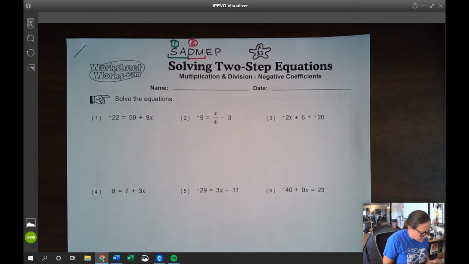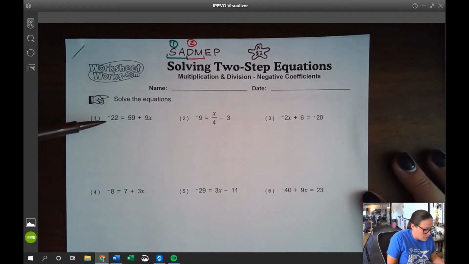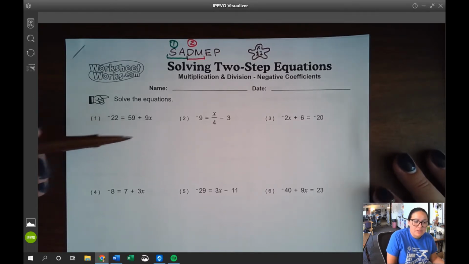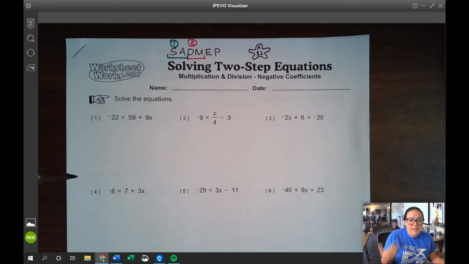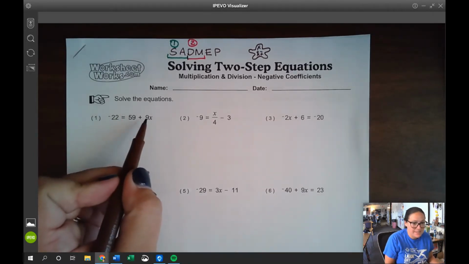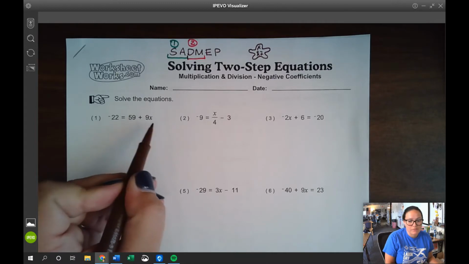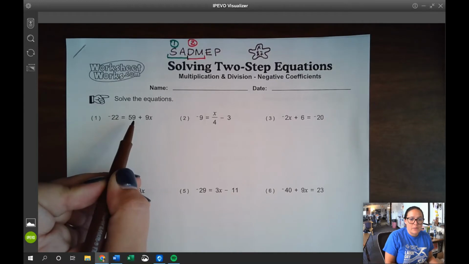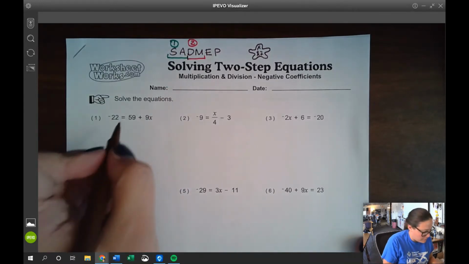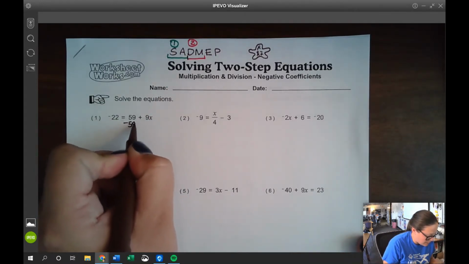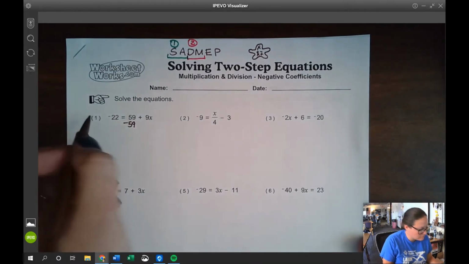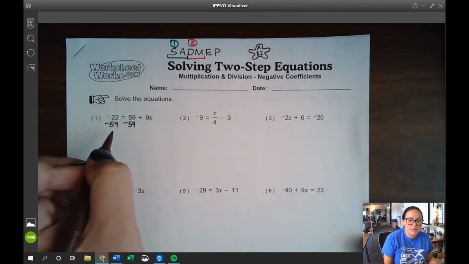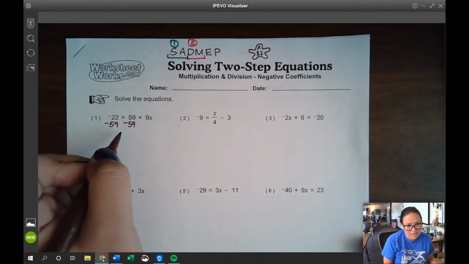Let's take a look at number 1. Number 1 says negative 22 equals 59 plus 9x. So you have to ask yourself, what is being done to the variable? This is 9 times x, so we have multiplication, and we also have this plus 59 that we have to undo. So I'm going to get rid of the addition by subtracting 59. And since I subtracted 59 on the right side of the equal sign, I also have to subtract 59 on the left side of the equal sign.